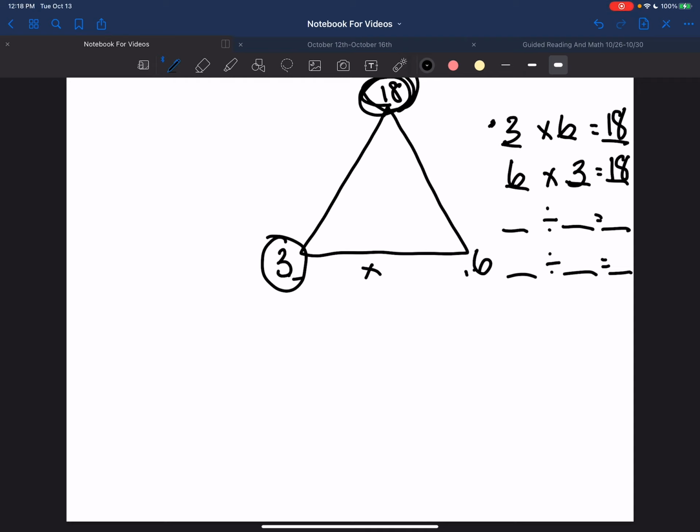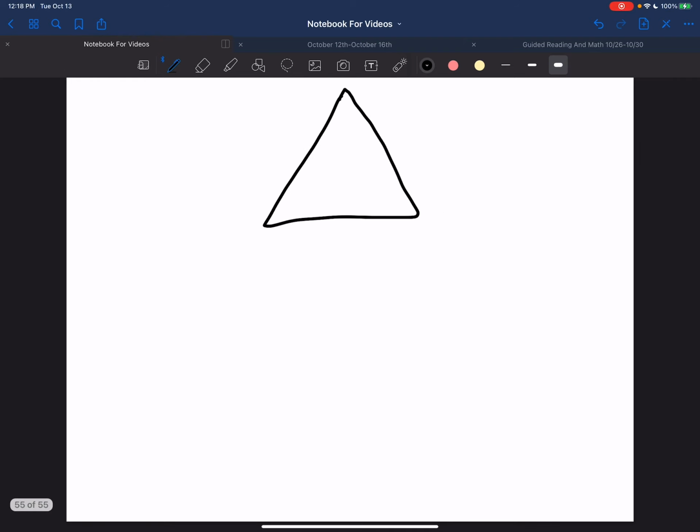And then remember in division, the total always comes first. And the total's at the top, so that must be 18 divided by 3 equals 6. And then 18, the total, divided by 6 equals 3. Let's look at this one.